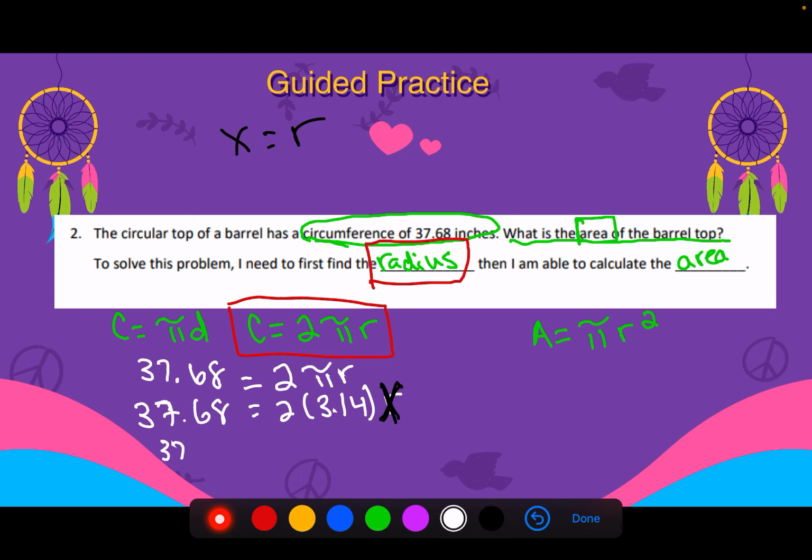So now we can solve this problem. So we have 37.68 is equal to 6.28.